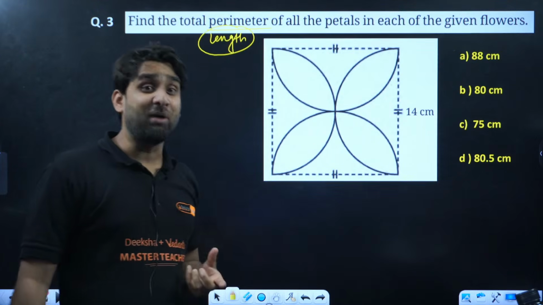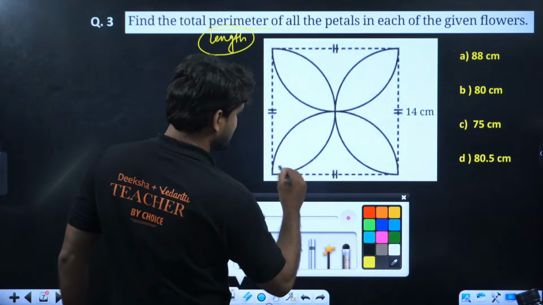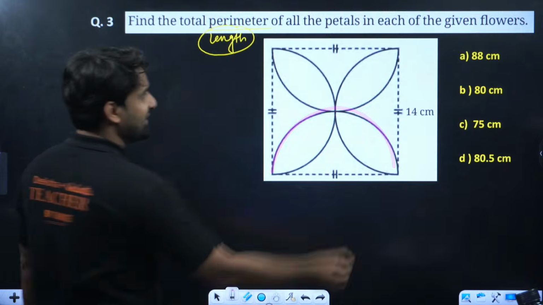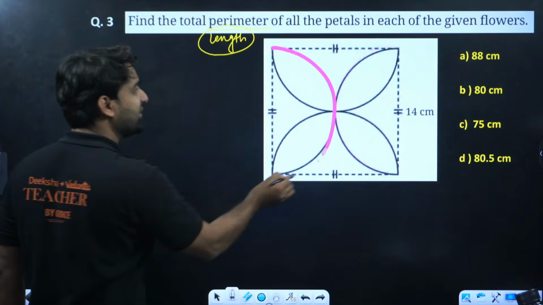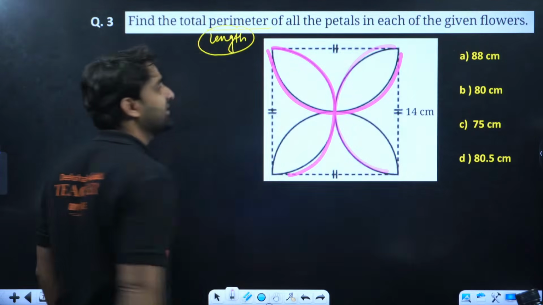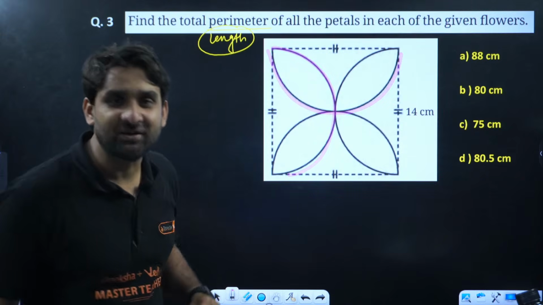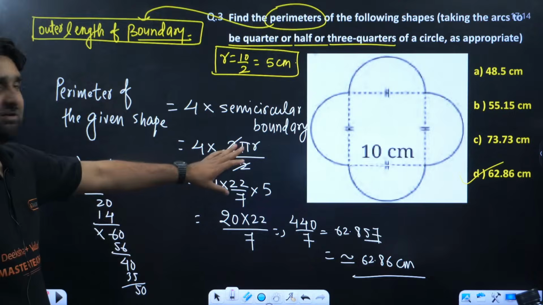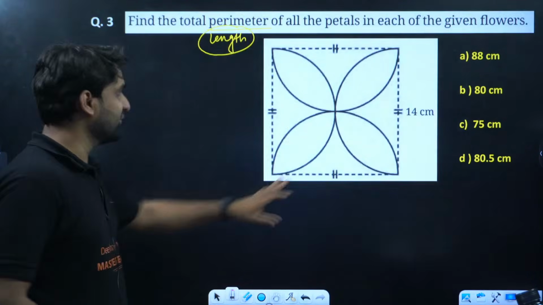Okay, length of this line, this line, this line, and this line. And the interesting part is, if you look at the diagram, this is a semicircle. We have one more semicircle, and one more semicircle. So how many semicircles do we have? 4 semicircles. This question is a little bit similar to the previous one. Here also there are 4 semicircles.